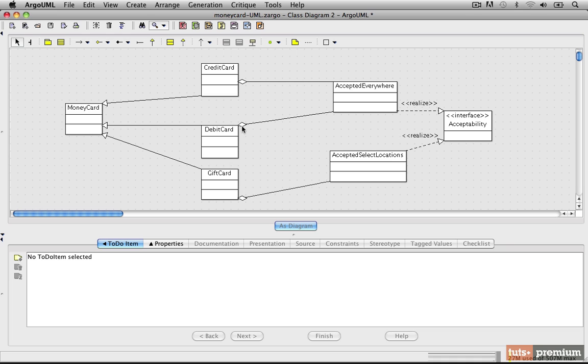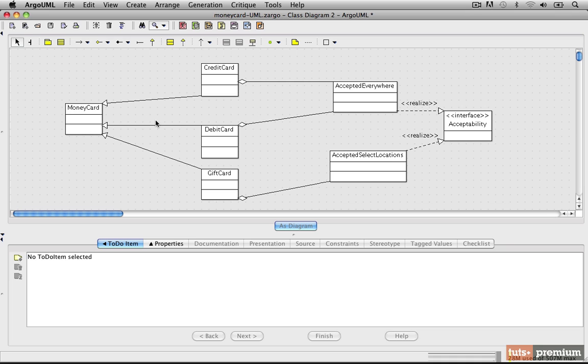Now you can draw these class squares just by selecting the little square button up here to create a new class. And you can see that we have all of our classes laid out here, as well as our acceptability interface on the right. You can draw interface squares using the interface tool right here. Now the different lines that you see, each line is a little different, and they each have different symbols at the end. These lines define the relationship that the class has with the other class or the interface.